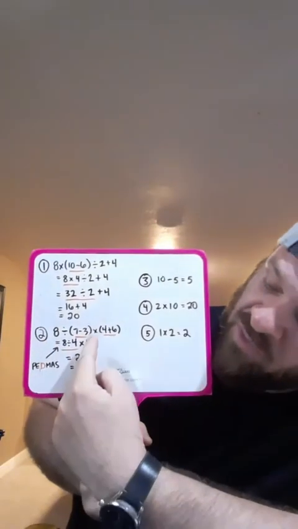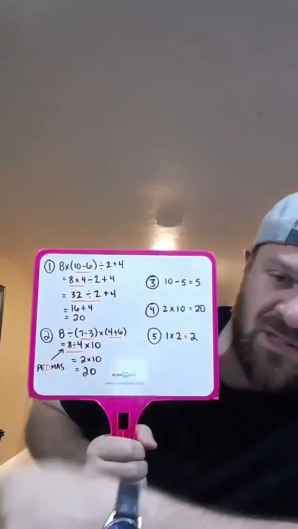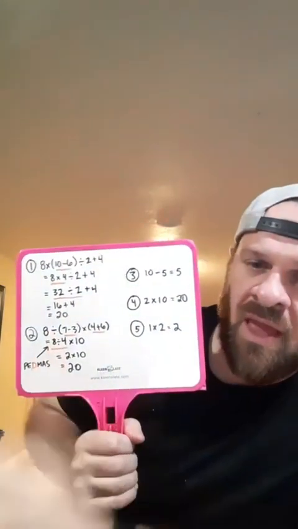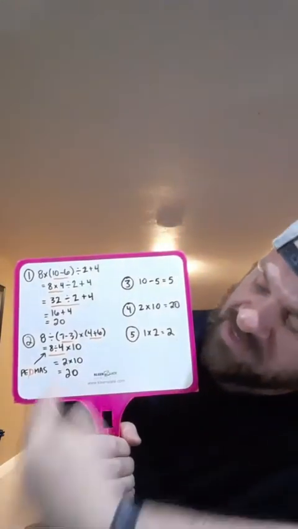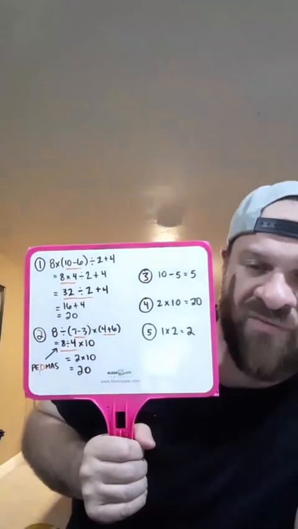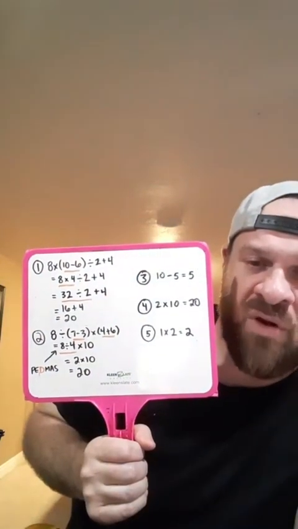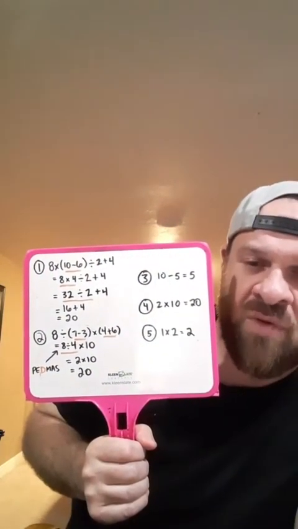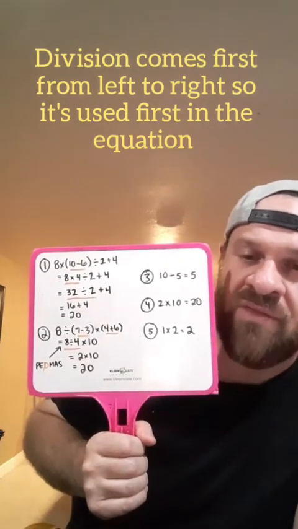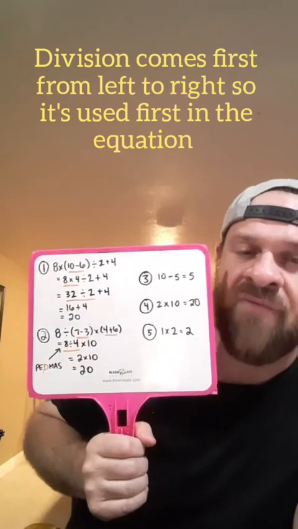The first thing we do is we work both of the parentheses. So we have 7 minus 3 becomes 4, and we have 4 plus 6 becomes 10. So that gives us 8 divided by 4 times 10. Now, if you notice, in this case, from left to right, the division problem occurs before the multiplication problem. Therefore, we do 8 divided by 4 first.